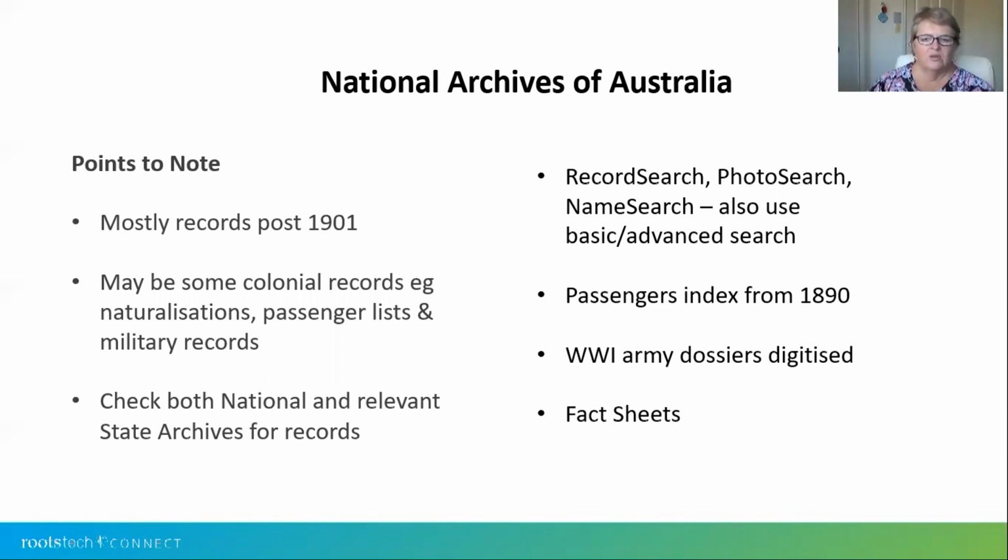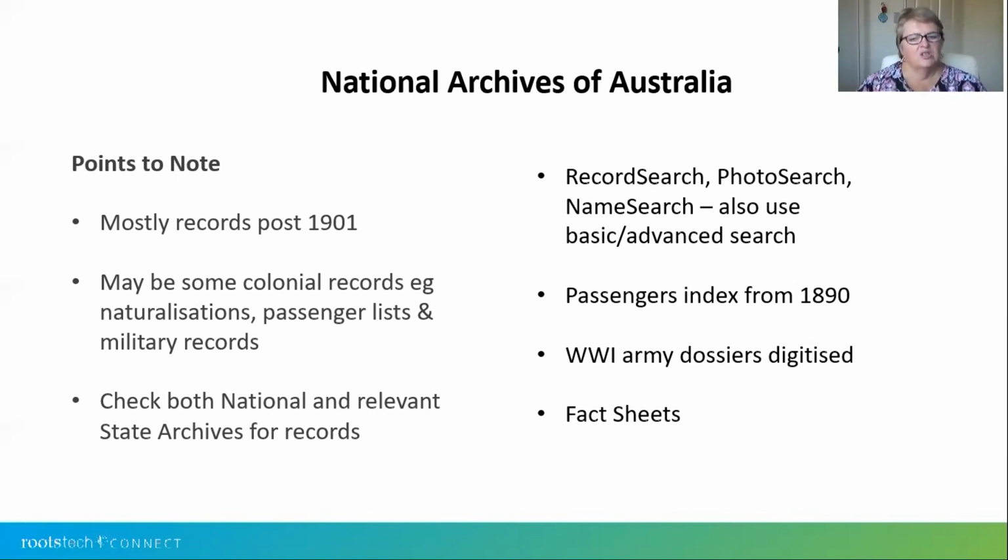They also have photo search and name search. Name search has a number of filters that help to make it easier to find certain categories of records. But it also might mean that you miss something because it's filtered out or not within that filter. I tend to use a basic and advanced search as well, because that way I'm less likely to miss reference to a person's name.